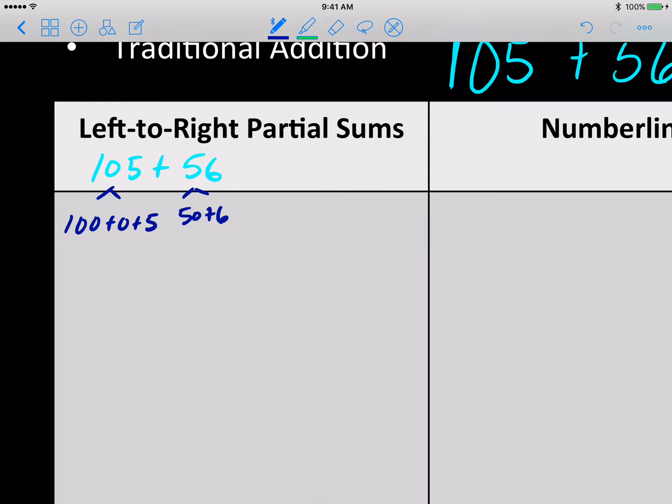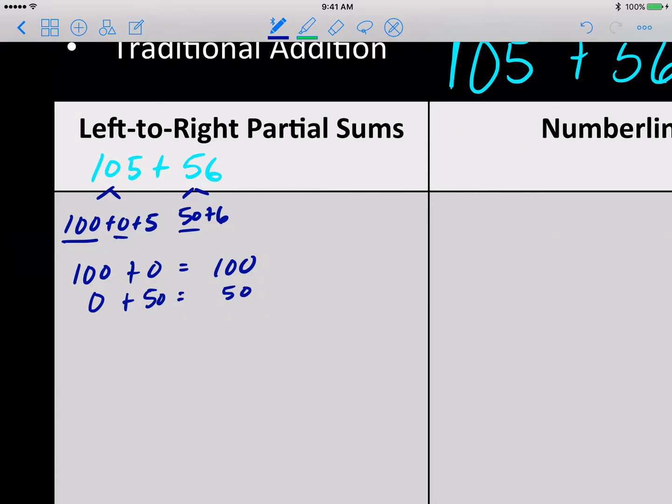So to do left to right partial sums, you're going to take the hundreds place first. So I have 100 plus 0, and that's equal to 100. Now I'm going to move to the tens place. Then I have 0 in this one plus 50 is equal to 50. And then I have 5 plus 6 is equal to 11.